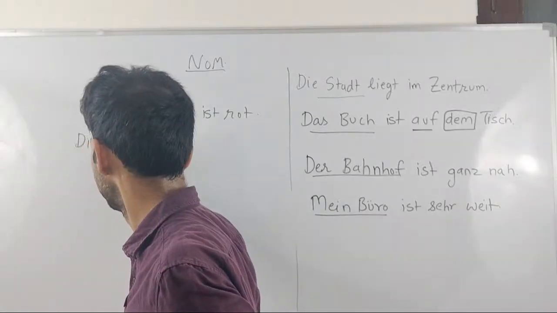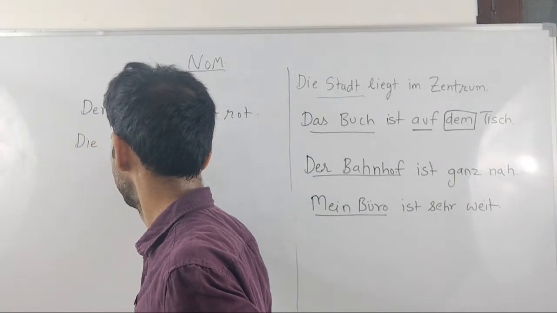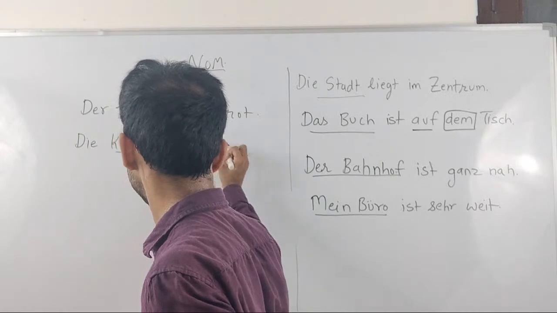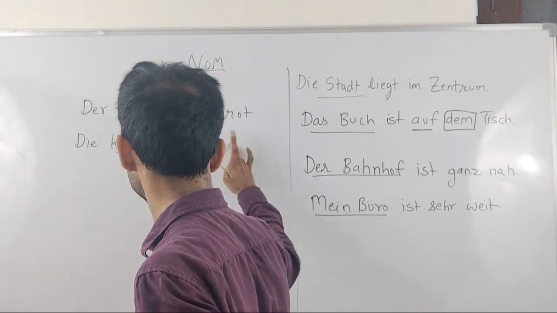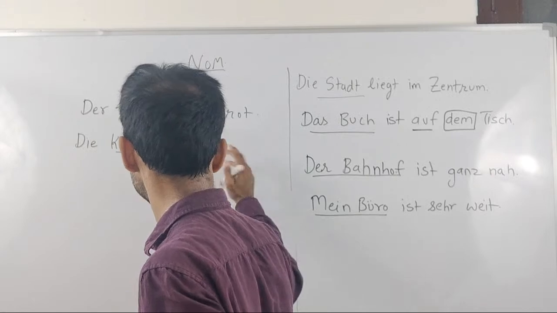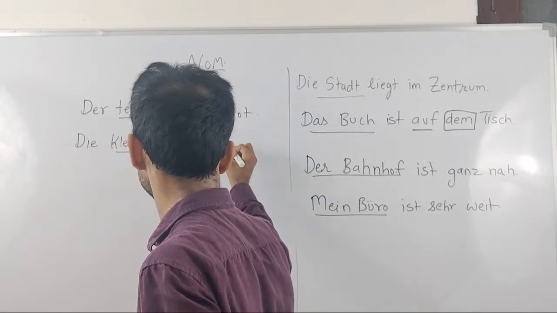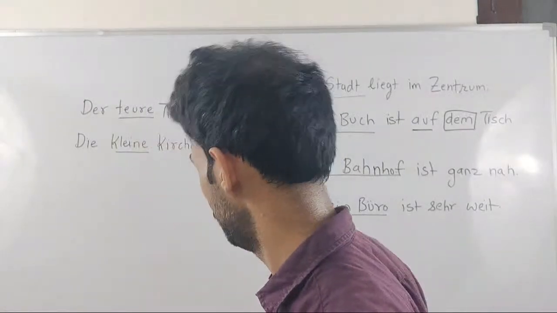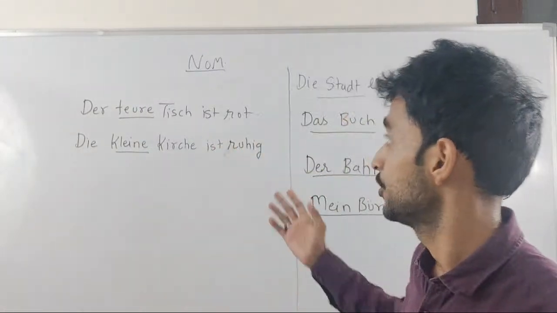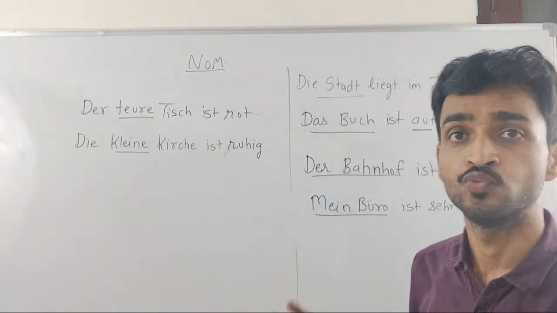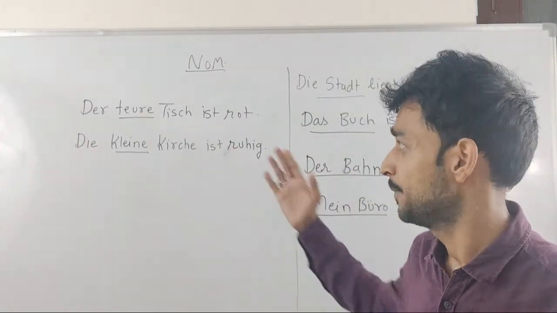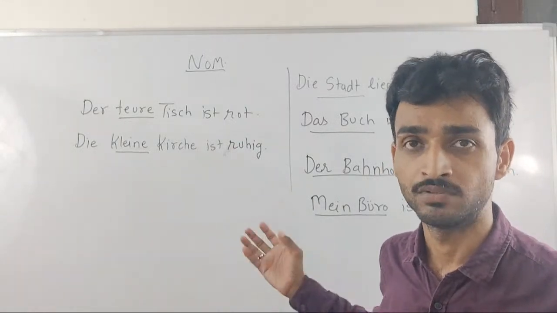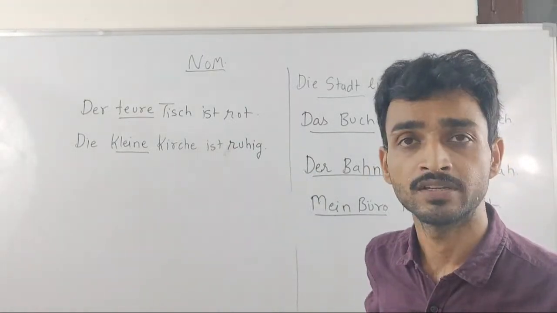Die kleine Kirche, the small church. Die kleine Kirche ist ruhig, very peaceful. The small church is very peaceful. Die kleine Kirche ist ruhig. The small church is very peaceful. This is also nominative. I am talking about only the church. And how is the church? Small. Adjective. Definite article. Bestimmter Artikel.